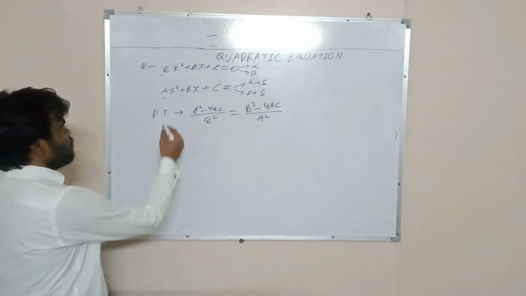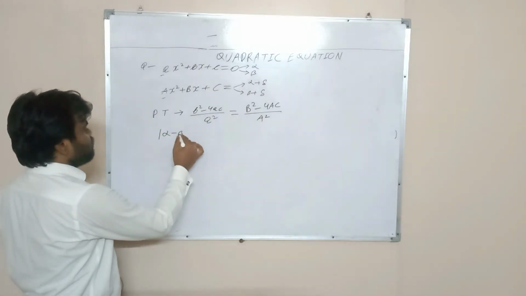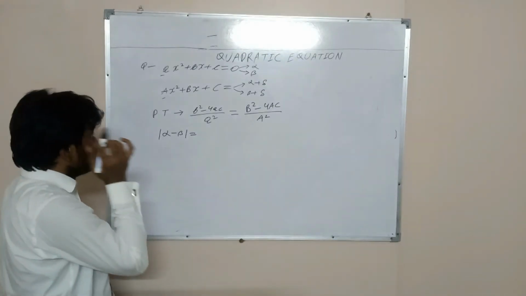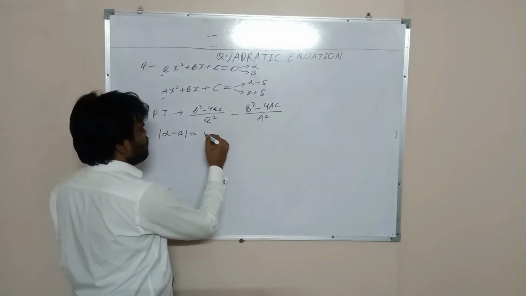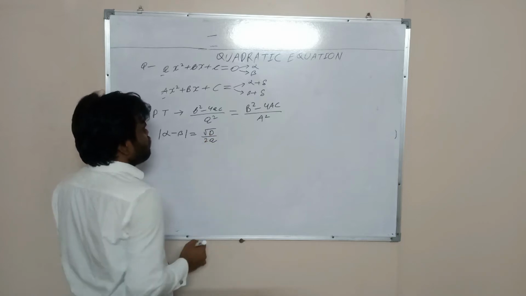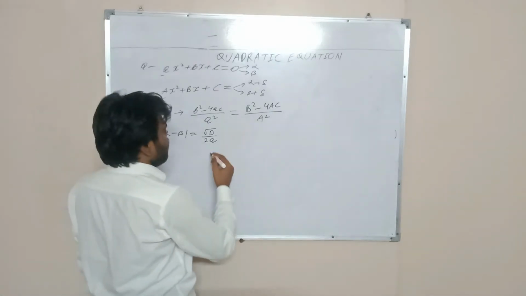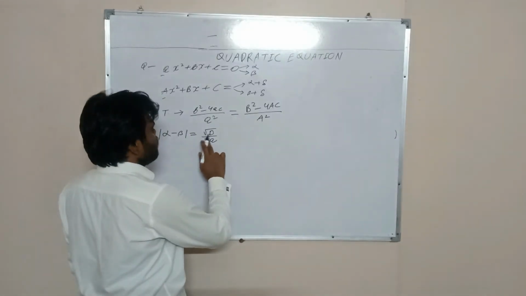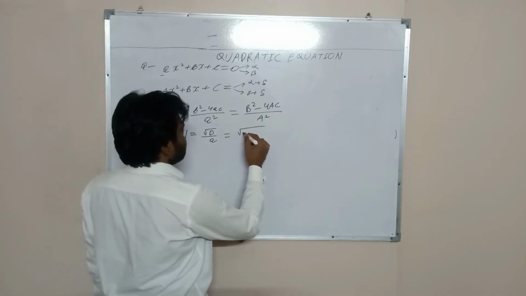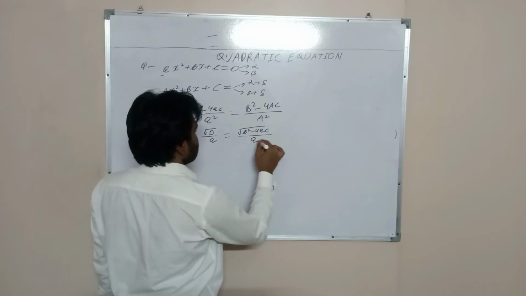So, what we are going to do in the first equation, the difference of the roots, alpha minus beta, is going to be root t upon 2a, as we have seen earlier, and root t upon a. So it will basically be root under b square minus 4ac upon a.